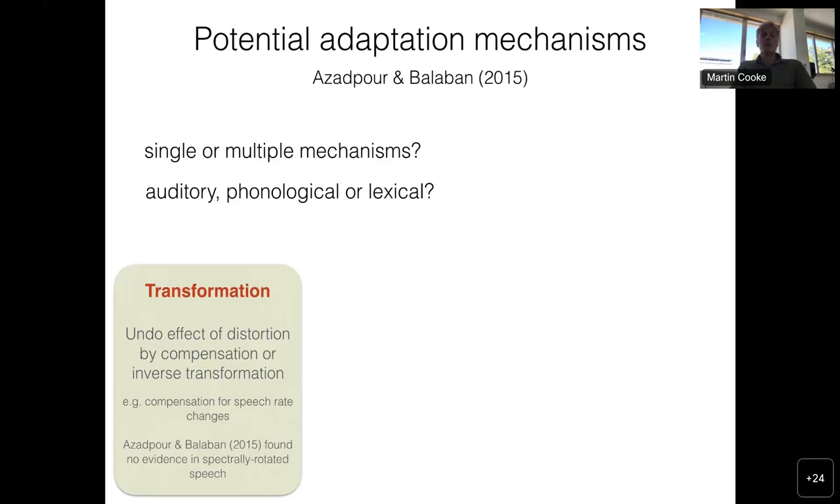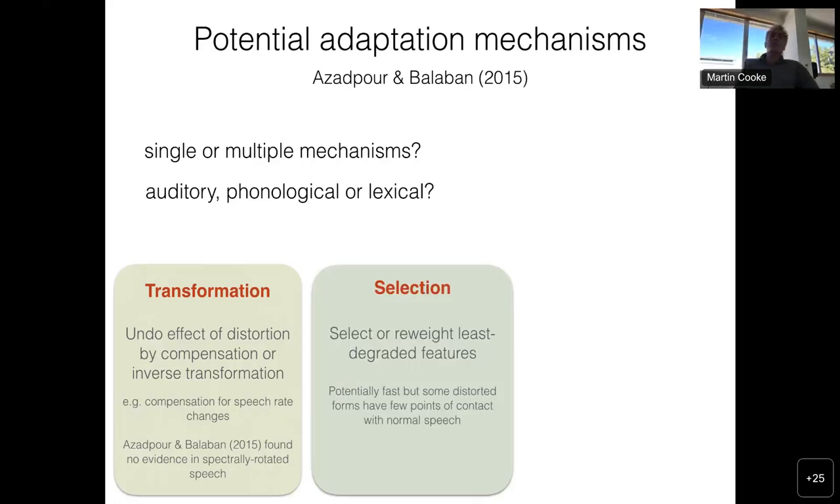But just to mention 3 possible adaptation mechanisms, and these were suggested by Azadpour and Balaban. One thing that listeners might be doing is trying to transform or compensate or find the inverse transformation of a particular distortion. So if you take something like speech rate, you've got a fast speech rate, what listeners might do is to sample at a more rapid rate, sample formant spectral information at more rapid rates, and then use that rapidly sampled information to contact the previously learned representations, and that would do pretty well. What Azadpour and Balaban tried was to use this as an explanation for the findings with spectrally rotated speech. Now, spectrally rotated speech is very difficult for listeners, but if listeners were capable of doing a transformation, it's a very simple transformation to envisage, isn't it? Mapping high to low frequency and vice versa. But there's no evidence for that in that particular case. And that would be a fairly low level mechanism, I think.